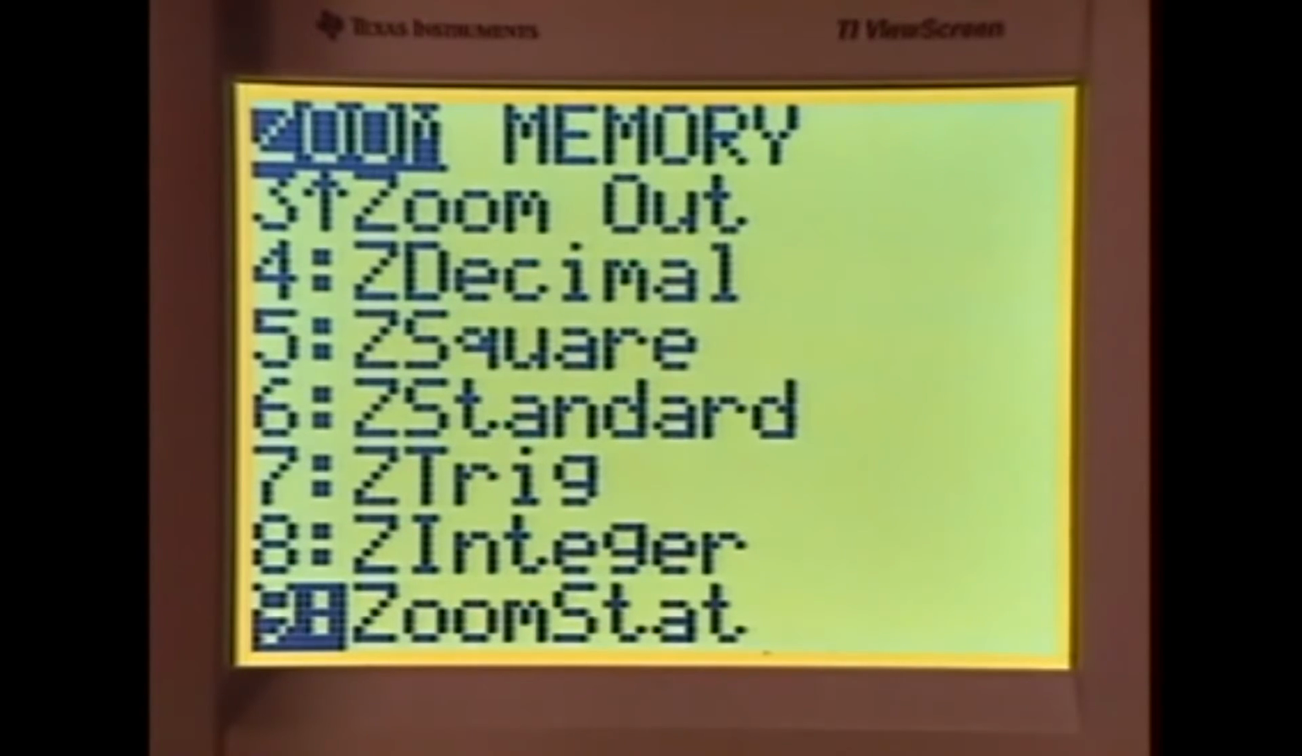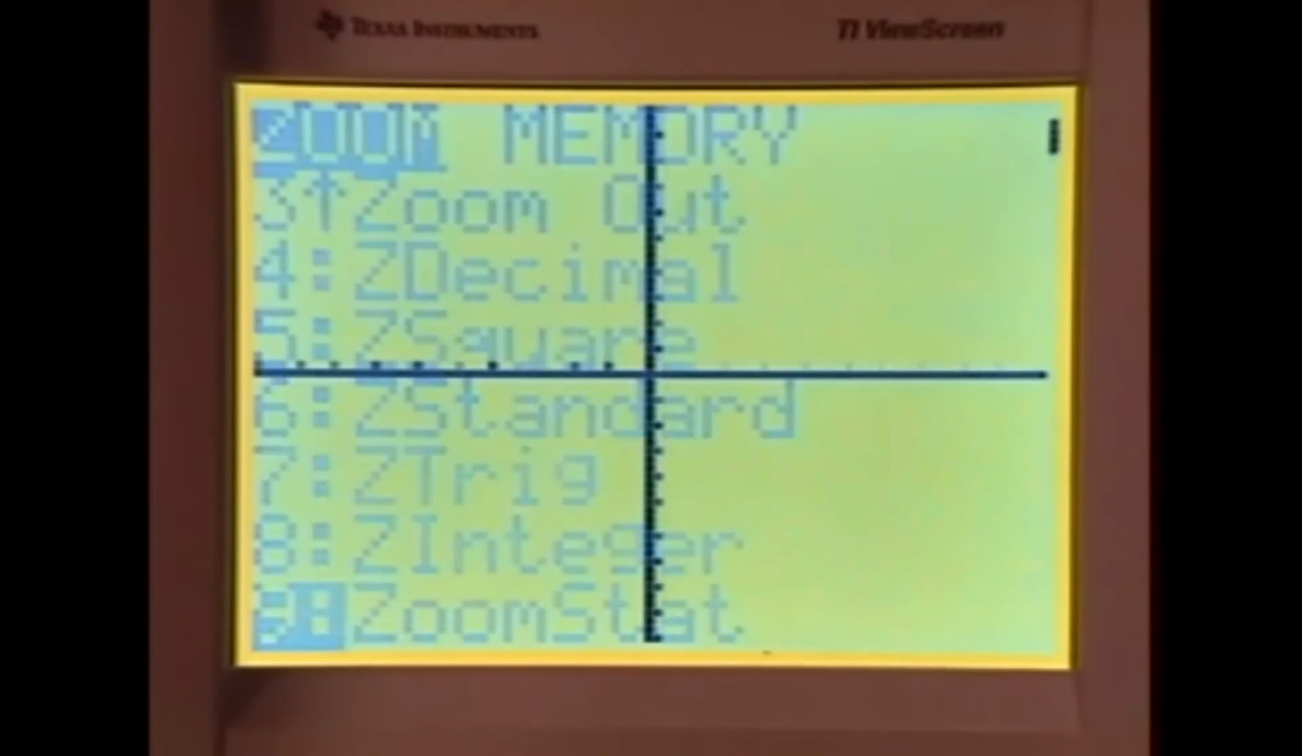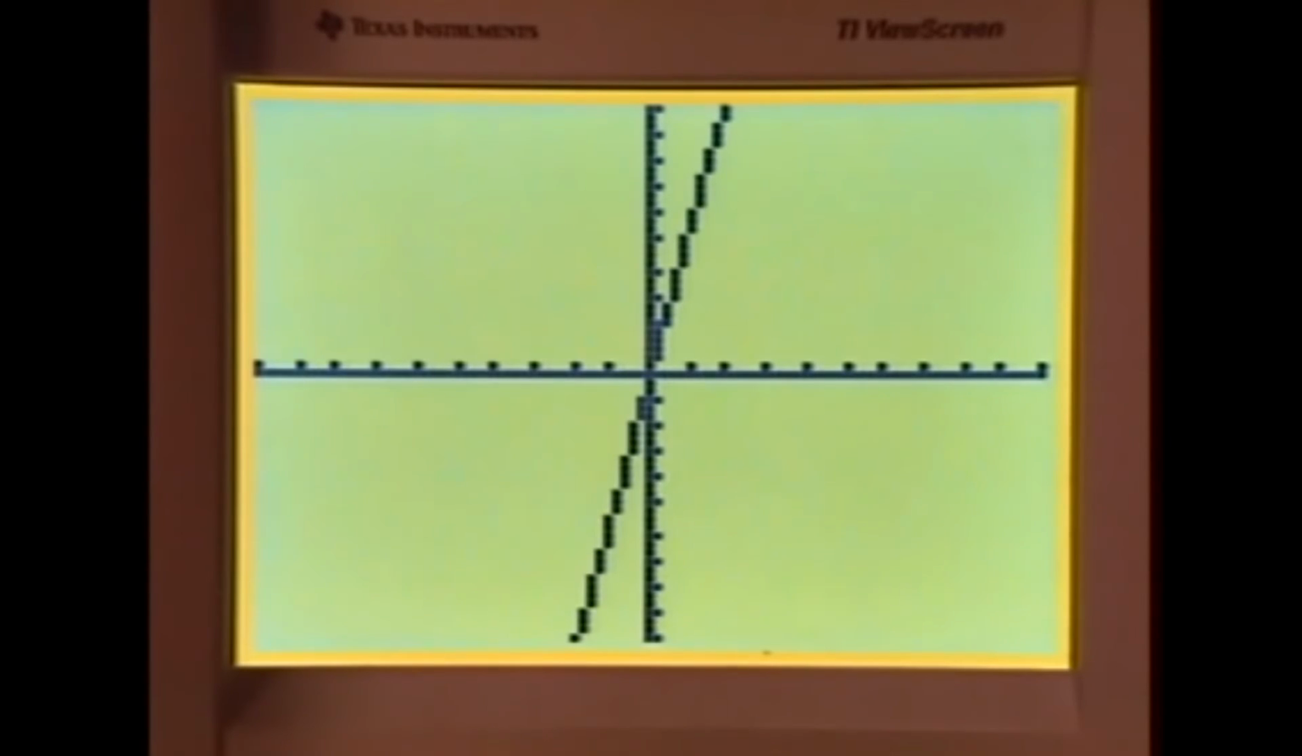zoom menu. Now if we go to graph, we skip trace and go to graph, which is the 5th key to the right of the first line, the last key on the first line. We now graph our line. That is the line y equals 5.50x, or 5.5x, however you want to call it.